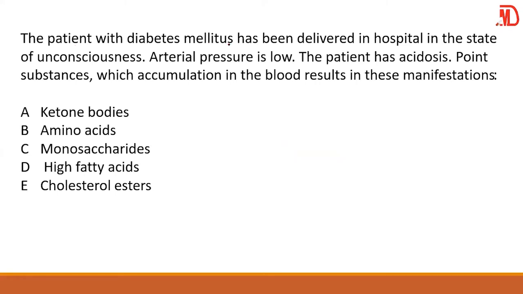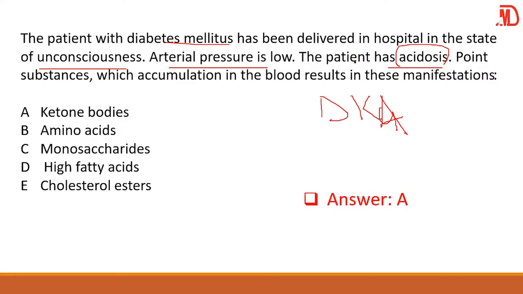A patient with diabetes mellitus has been delivered in a hospital in a state of unconsciousness. Arterial pressure is low. Patient has acidosis. So at what point in a diabetic patient would the patient have acidosis? Of course, it's when there's an increase of what? Of the ketone bodies. And so this patient can be diagnosed as diabetic ketoacidosis, DKA. That's the diagnosis. And it will produce acidity in the blood. So your answer is ketone bodies.